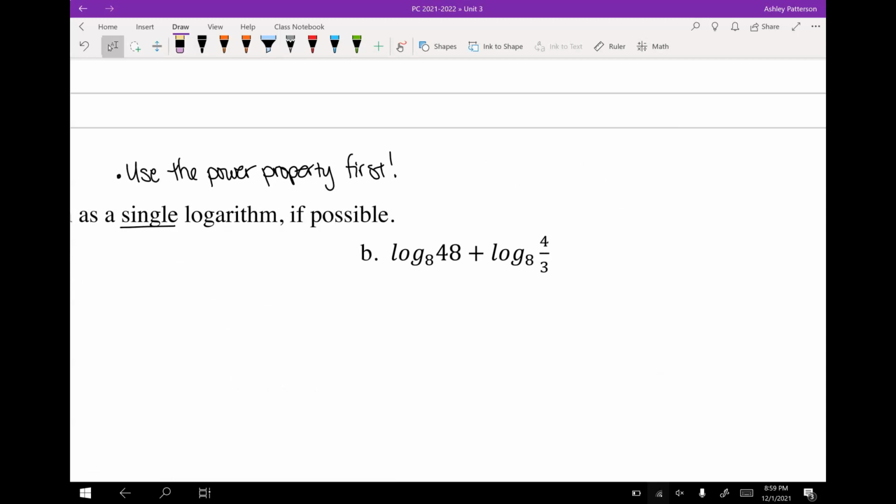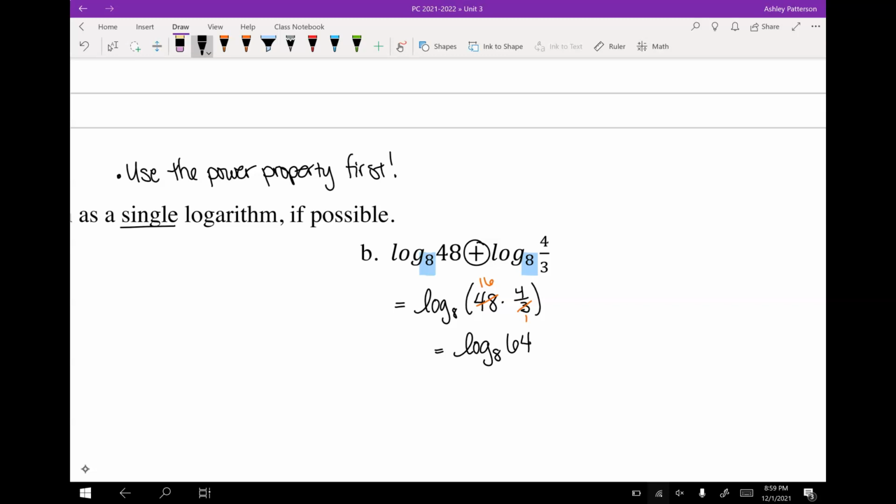First, is there a power property we can use? No. All right, but I do see that we have a plus sign and that the bases are the same. So let's go ahead and set this to be the log base 8 of 48 times 4/3. Couple of different ways you could go about this. You could multiply and reduce, but I'm just going to cross cancel. So 3 becomes a 1, 48 becomes a 16, and we get the log base 8 of 64.